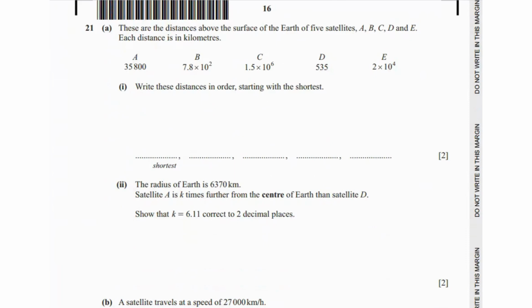So let's rewrite these as ordinary numbers. 7.8 times 10 squared is 780. 1.5 times 10 to the power of 6 is going to be 1, 5, and then 5 zeros: 1, 2, 3, 4, 5. Then 2 times 10 to the power 4 is 20,000. So the smallest is 535, which is D.